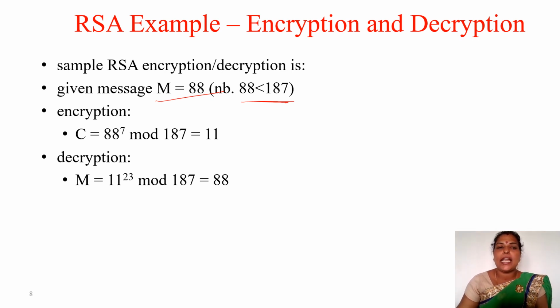Then we perform the encryption process, that is message power E mod N. So 88 power 7 mod 187, and we get 11. Then with the ciphertext 11, we perform the decryption operation, that is M equal to 11 power 23 mod 187, which is 88. The same message we started with is obtained using this decryption process.